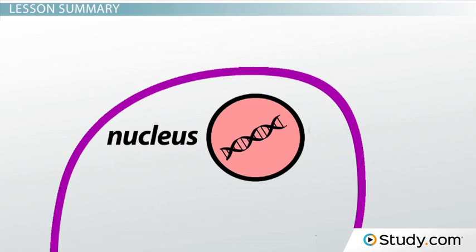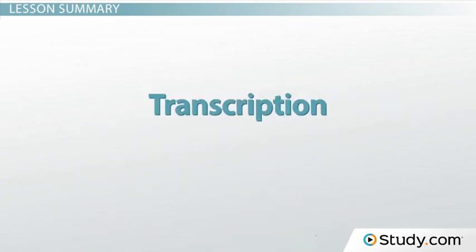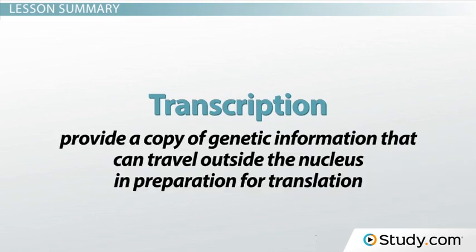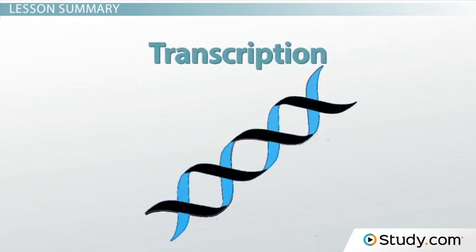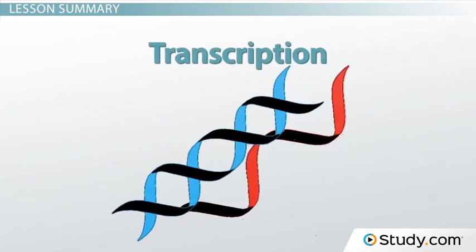Remember, everything we've discussed in this lesson is related to transcription, which is only the first part of the central dogma. The purpose of transcription is to provide a copy of genetic information that can travel outside the nucleus in preparation for translation. We start with the genes in the original DNA, and we end with the genes in the mRNA.